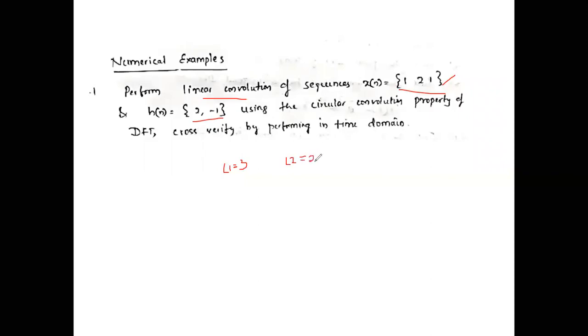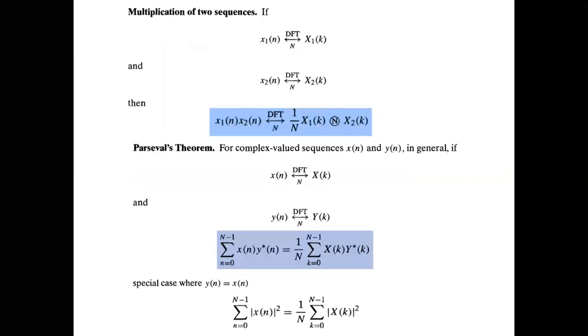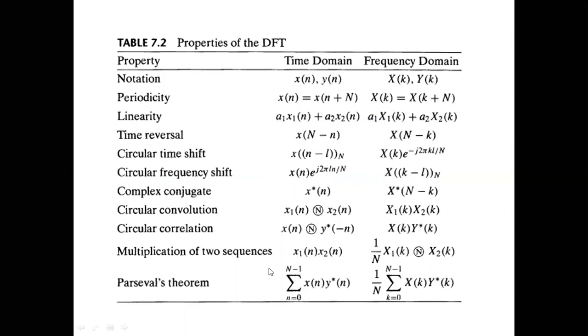Using circular convolution. See, what I want you to do is perform linear convolution, but I want you to use the circular convolution property of DFT. Okay, what is that circular convolution property of DFT? Shall we see? Here is the circular convolution. What does the property say? It says the multiplication in the frequency domain results in not linear convolution but circular convolution in the time domain.